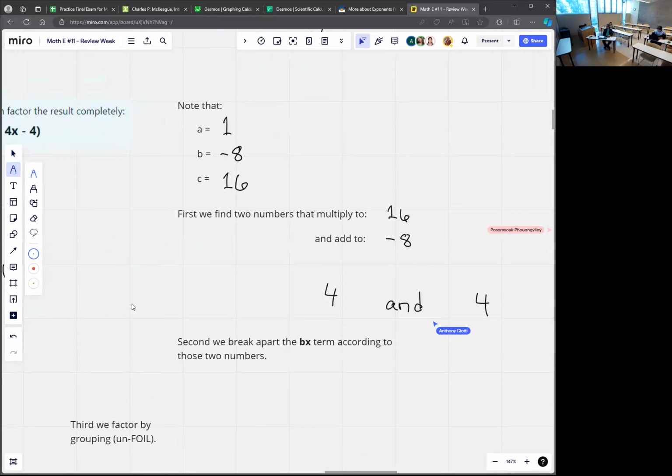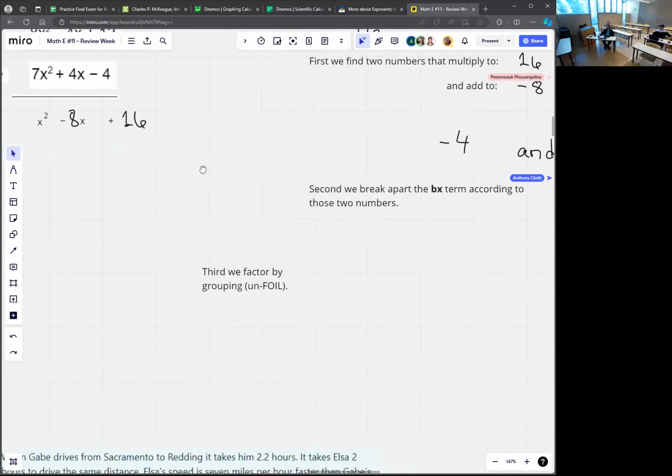Those add to positive 8, or a negative 4. Yeah, if I make them both negative, negative times negative is still the positive 16 we want. Oh, right, but now they add to a negative number. Sorry, I was talking about the negative 8. Yeah.